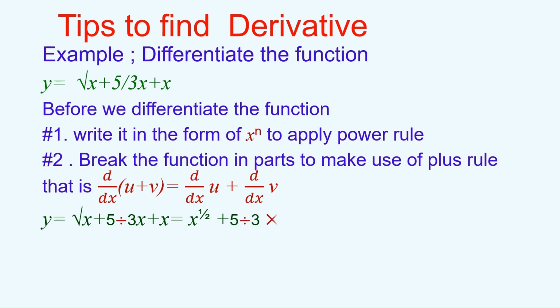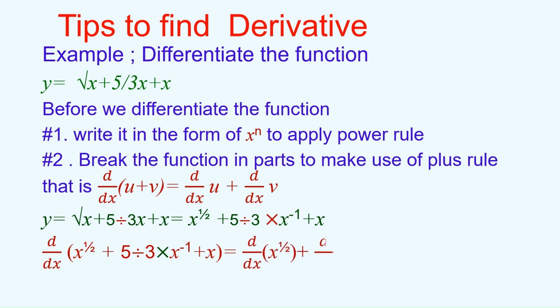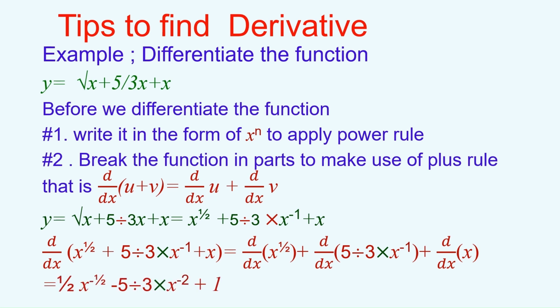y equals square root of x plus 5 divided by 3x plus x equals x^(1/2) plus 5 divided by 3 times x to the power of minus 1 plus x. d/dx of x^(1/2) plus 5 divided by 3 times x^(-1) plus x equals d/dx x^(1/2) plus d/dx 5 divided by 3 times x^(-1) plus d/dx x equals 1/2 x^(-1/2) plus 5 divided by 3 times x^(-2) plus 1.